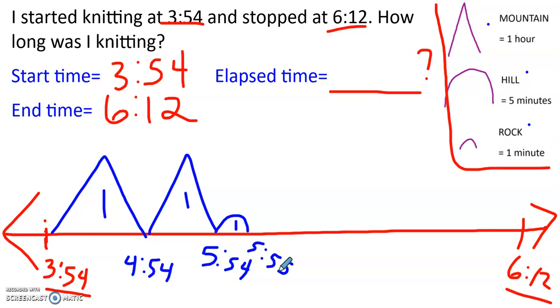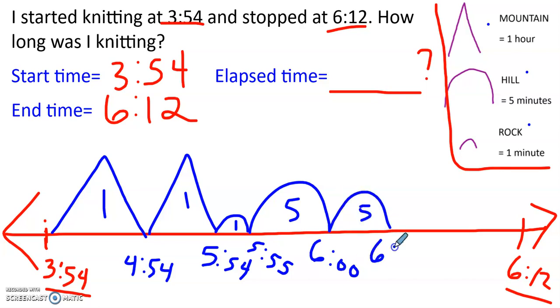So now I'm going to add some hills because I'm trying to get to 6:12, so I'm going to add some 5-minute hills. So here's a hill, 5:55 plus 5 minutes is not 5:60, it's 6 o'clock. Can I add another 5 minutes? Yes. That puts me at 6:05. I could do another 5 minutes, which would put me at 6:10.